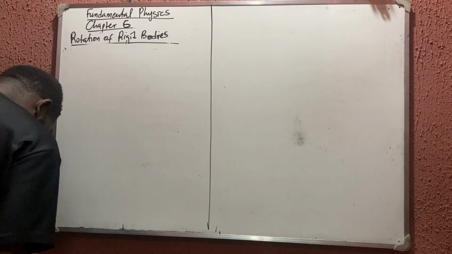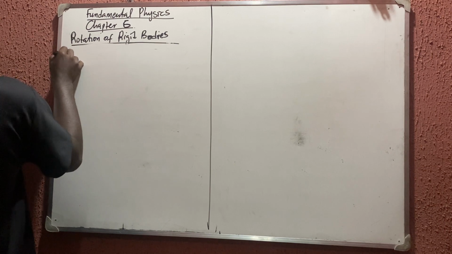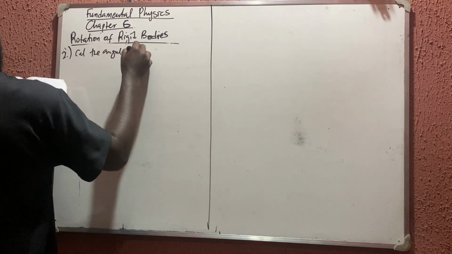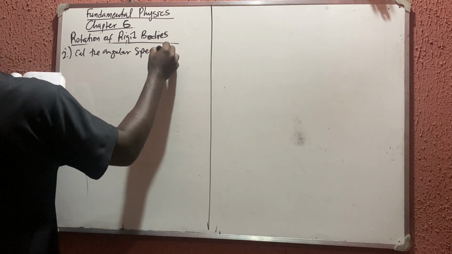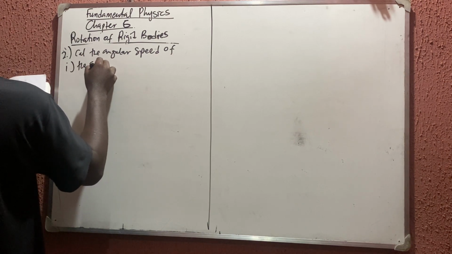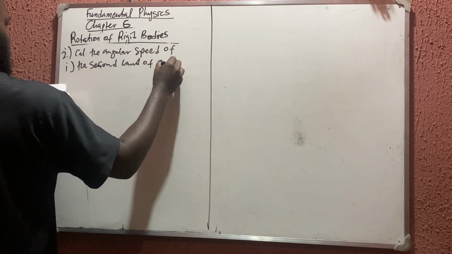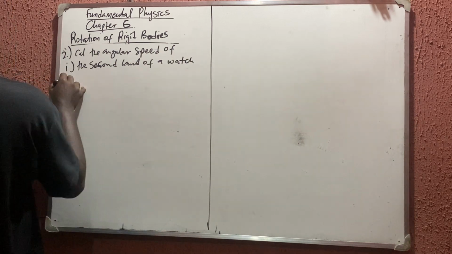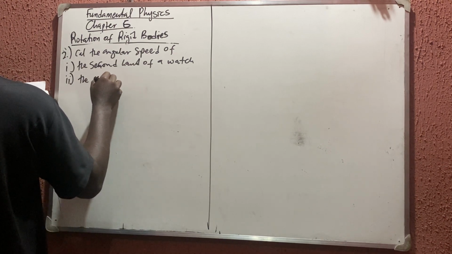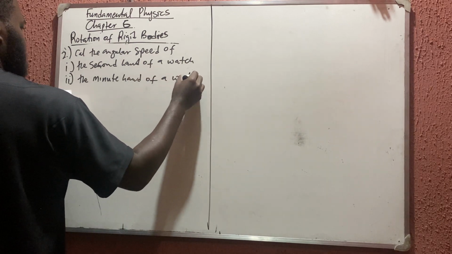So question number two said: calculate the angular speed of the second hand of a watch, and of the minute hand of a watch.